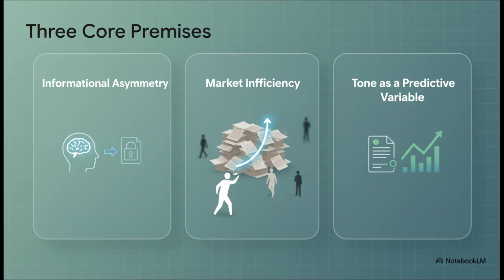First, as we've talked about, is that informational asymmetry. Management knows more, and their language can be a tell. Second is the idea of market inefficiency. Because reading and analyzing thousands of pages of text is incredibly difficult, most investors simply don't do it, and that creates an opening for those who can. And third, and this is the crucial part, is that research has shown, time and again, that the tone of this language can actually be a predictive variable for a company's future performance.